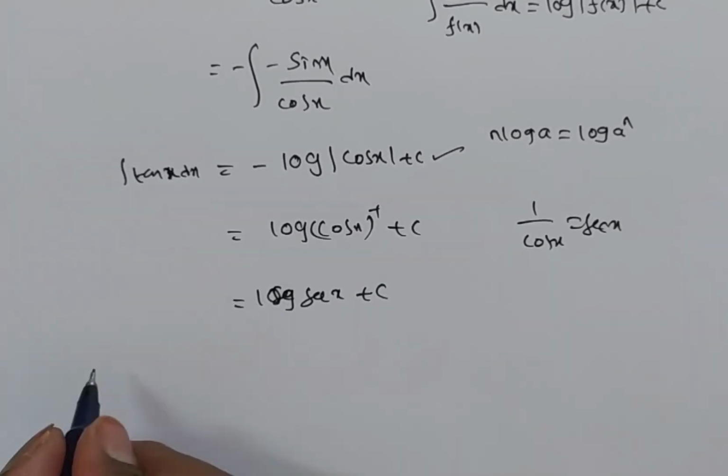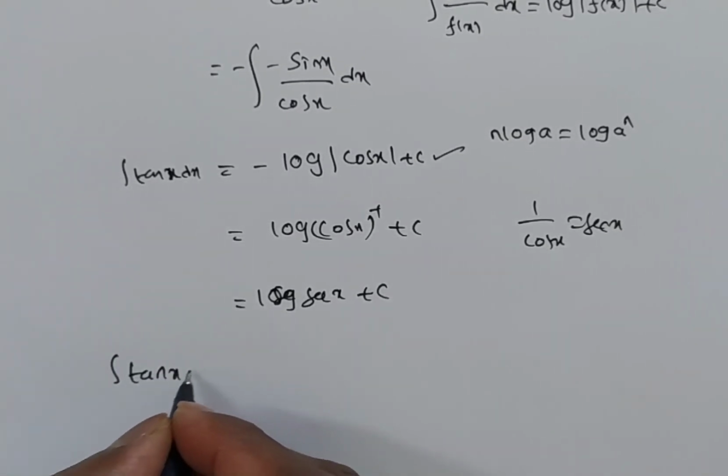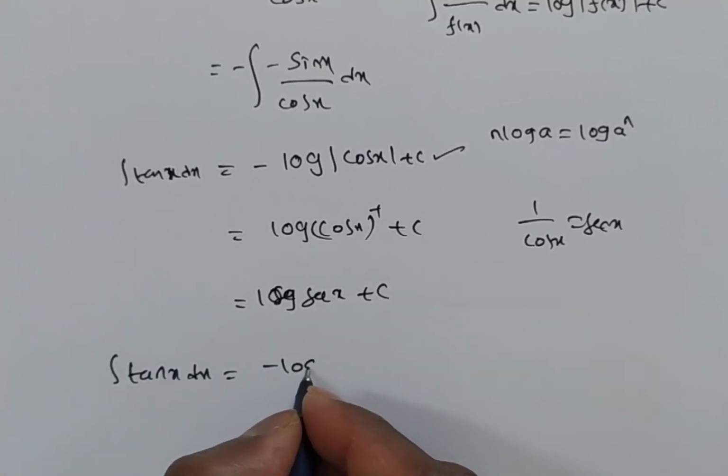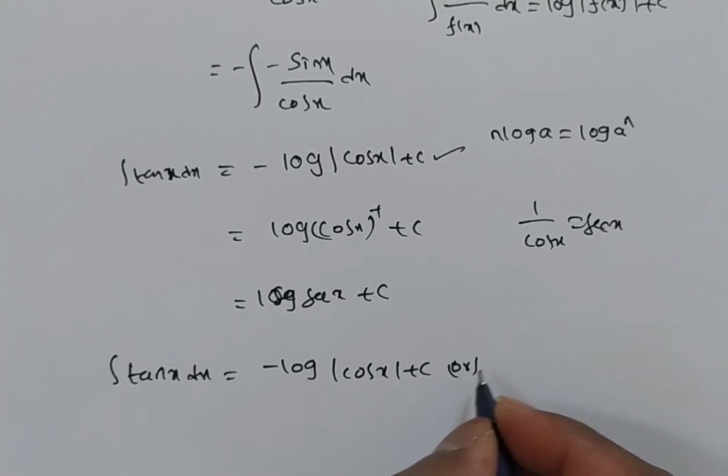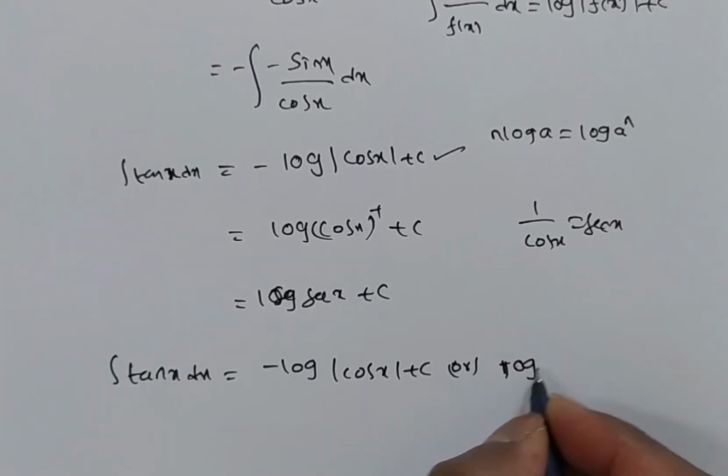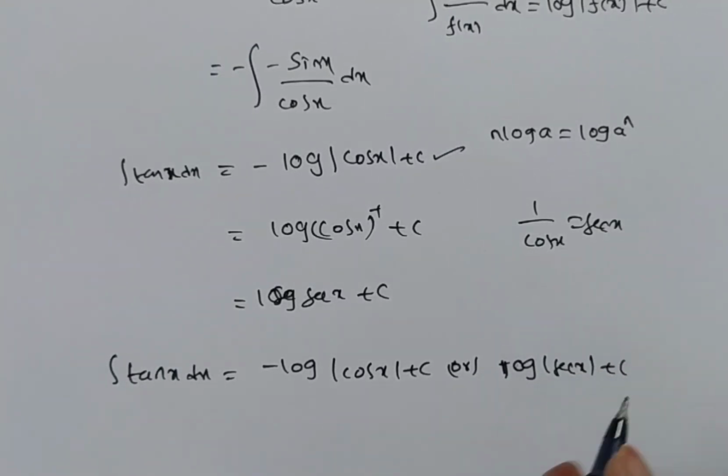So what is the answer for this? Integral of tan x dx is equal to minus log of mod cos x plus c, or this is log of secant x plus c. Okay.